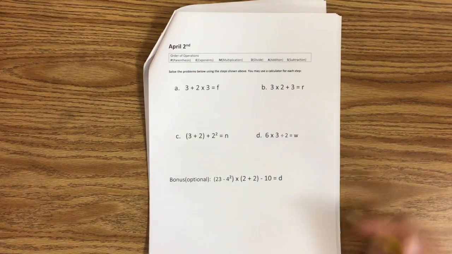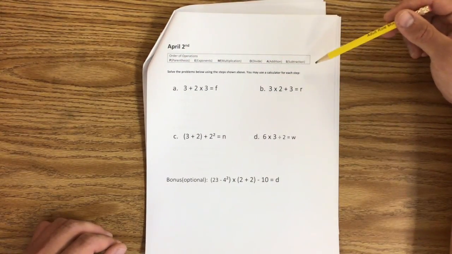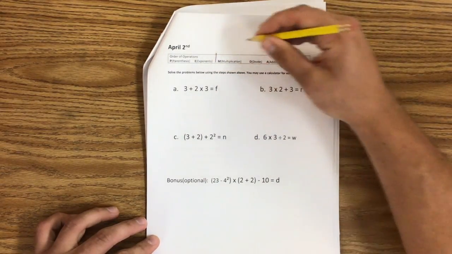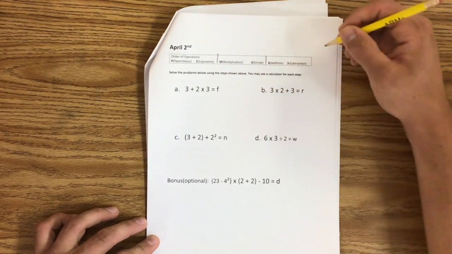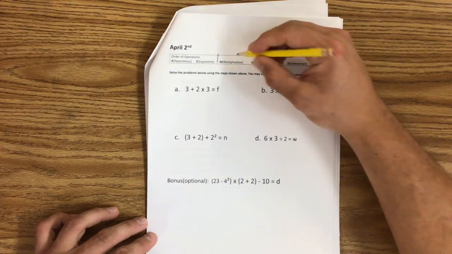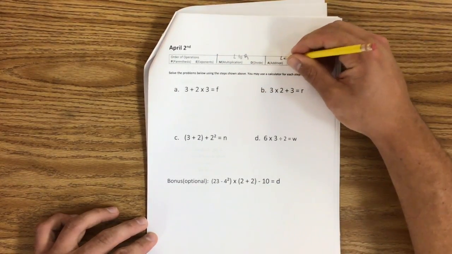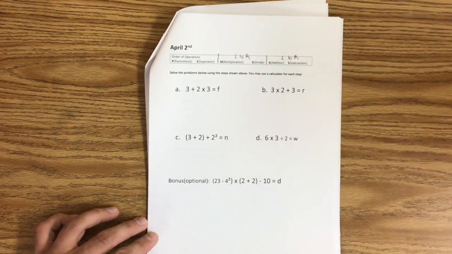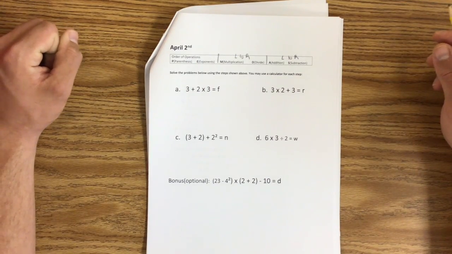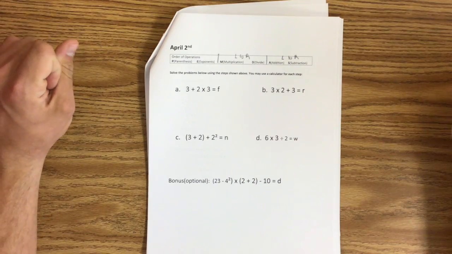So, you can see I still gave you the order of operations right here if you ever need to look at them to see which comes first. One thing that can help you is if you maybe box in multiplication and division and addition and subtraction. So you know that these two are equal. We use the left to right rule here and also left to right for these two. Okay, so today, solve the problems below using the steps shown above. You may use a calculator for each step.